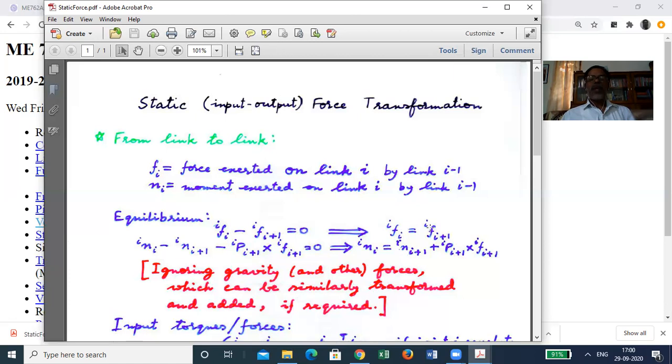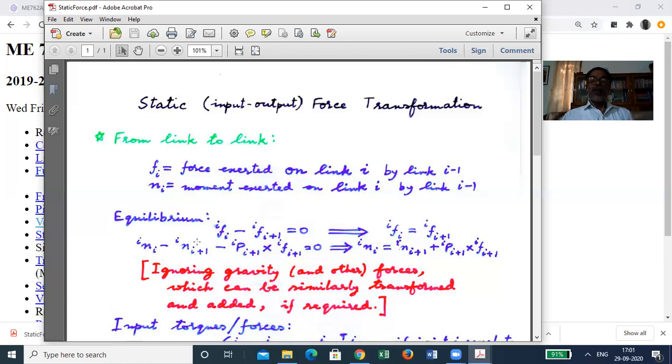That is, whatever force link I got from the previous one, it is passing on to the next one because it cannot keep it. For equilibrium, this is needed because we are considering no other force. And since we are studying the input output transformation, in between any dynamic forces, any inertia forces of link I, any weight of link I, we are not considering. Those things separately we can consider if we want.